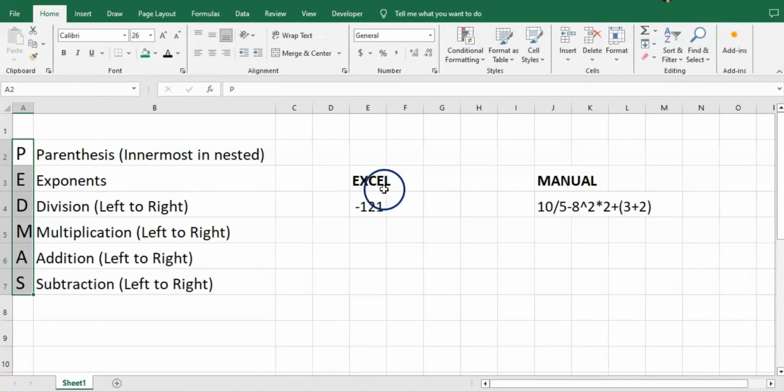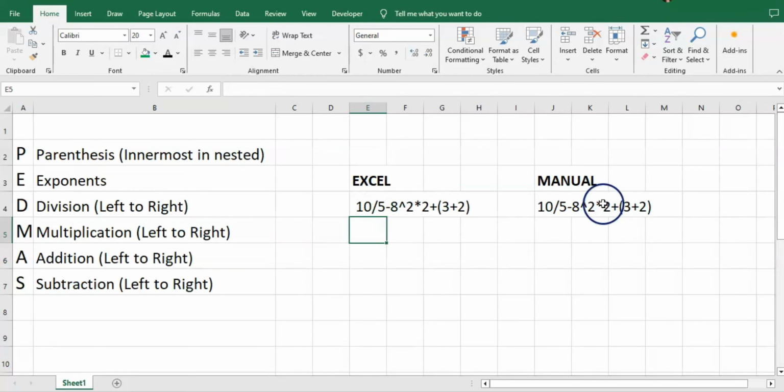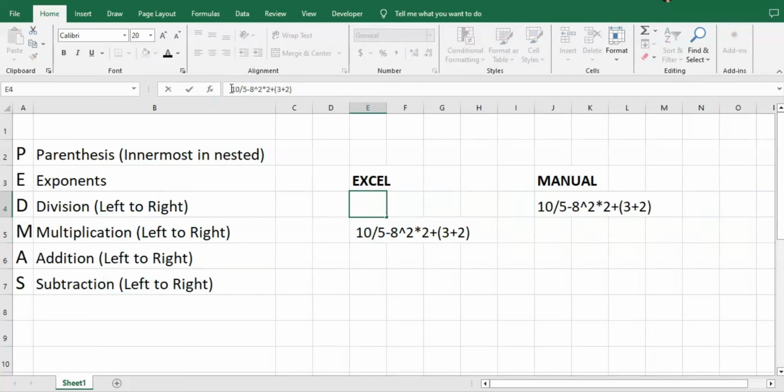Let's get started. I put it here on two sides, Excel and manual, and this is the formula that we are going to work out. I put an equal sign in Excel, so it shows that way. This is the same formula, and to work it out in Excel, let me copy it here, because we will work it out according to the rules as well. Let's put an equal sign here, so we know how Excel worked it out and what the result is. From Excel's point of view, the result is minus 121.